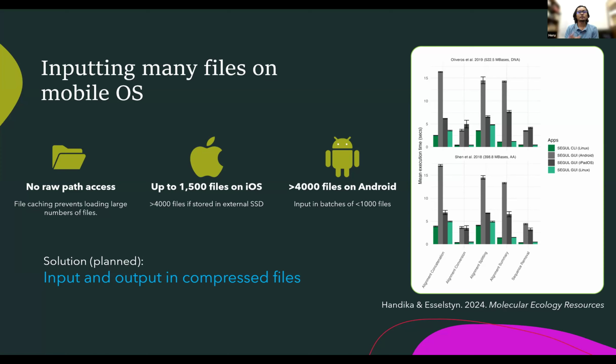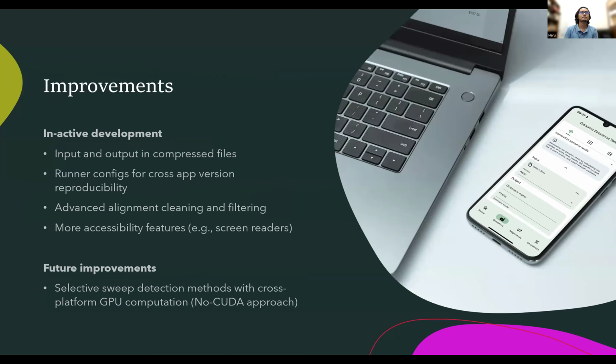We are working on improving this aspect of the mobile operating system so that the experience will be on par with the desktop application. How about improvement? In general, now we have a software that runs from smartphones to high performance computers. So the next step for us is to start developing novel methods.